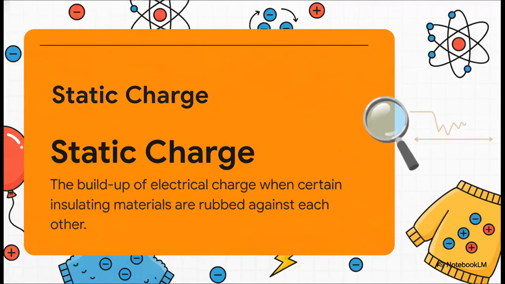Okay, let's get a proper definition down. A static charge is just an imbalance of electrical charges that hangs out and collects on the surface of an object. And the key word here, the one you've got to remember for your exam, is static. It means the charge is stationary. It's not moving or flowing like the current you'd find in a wire.